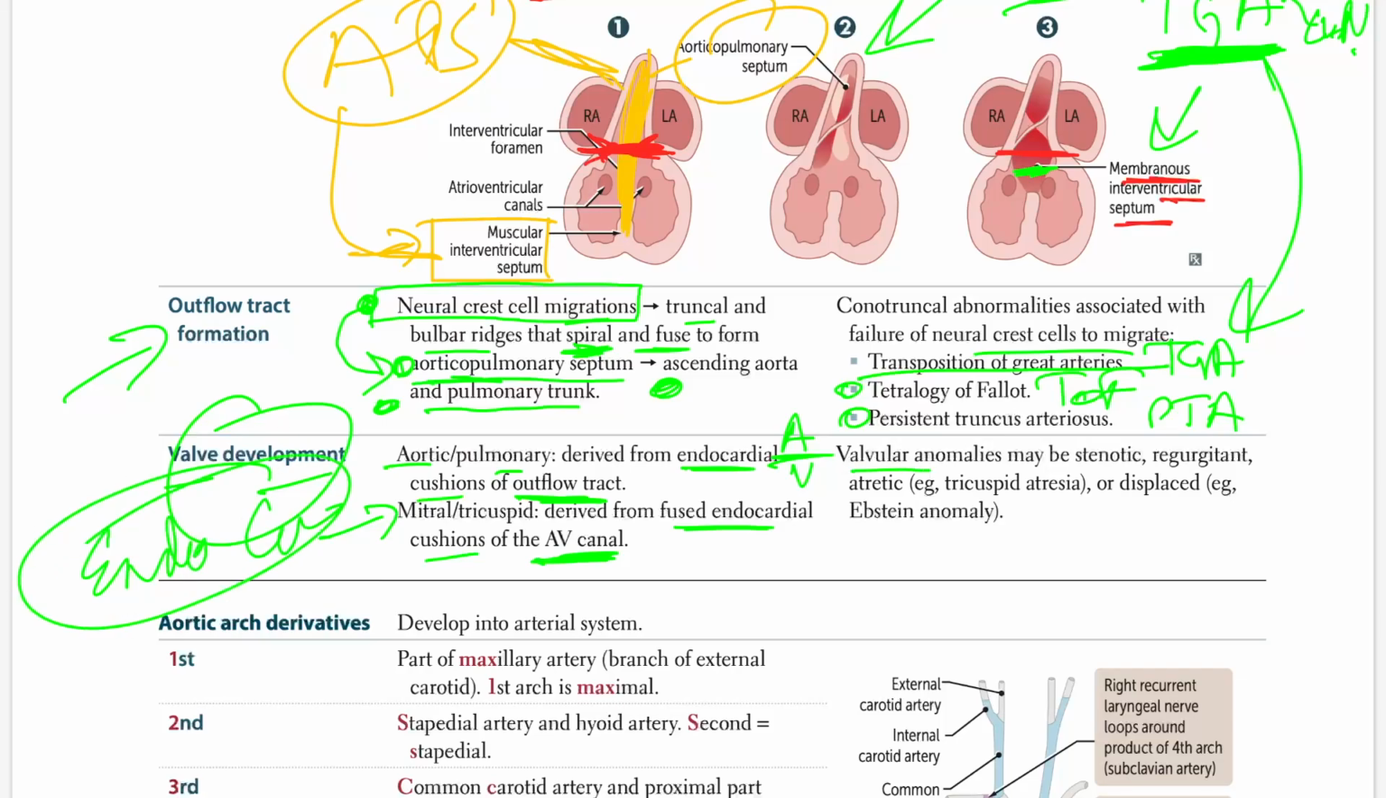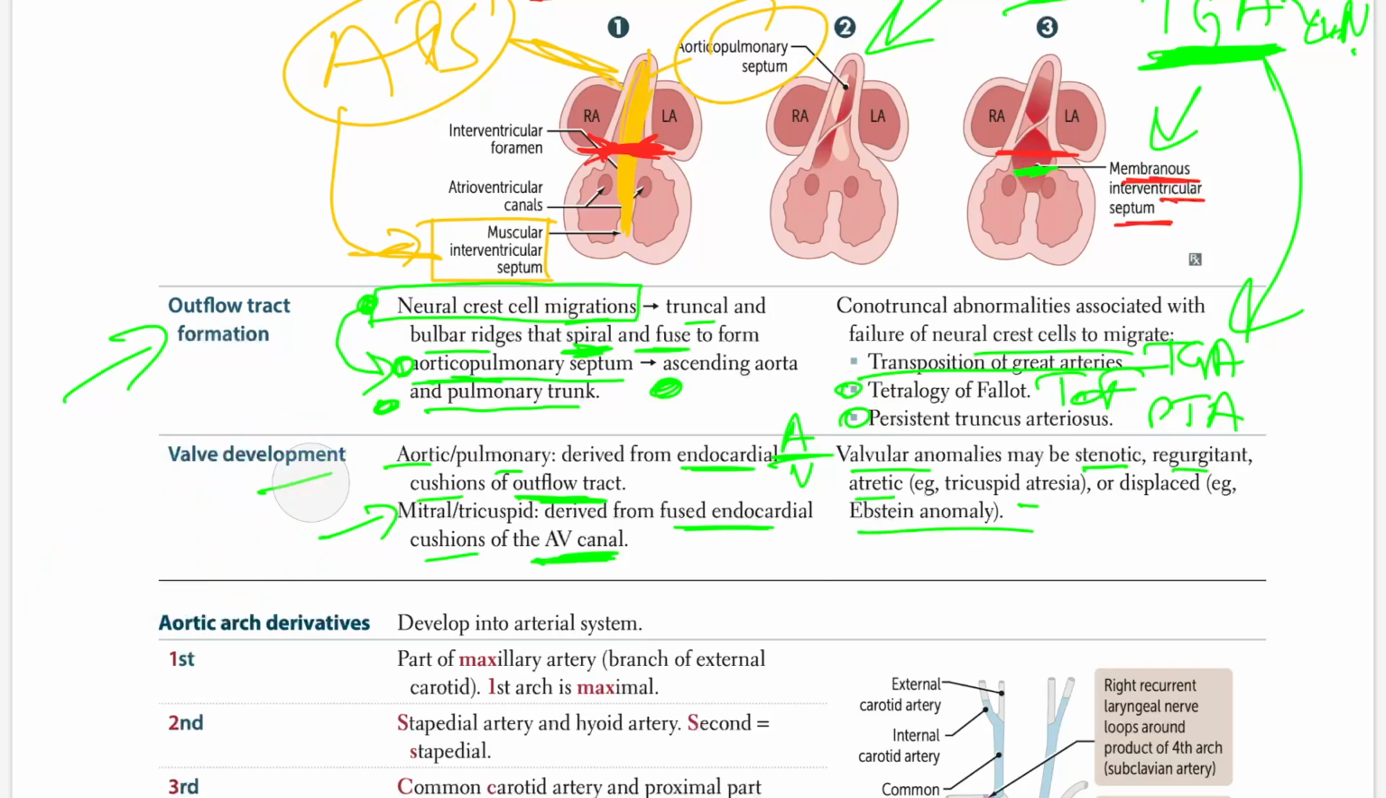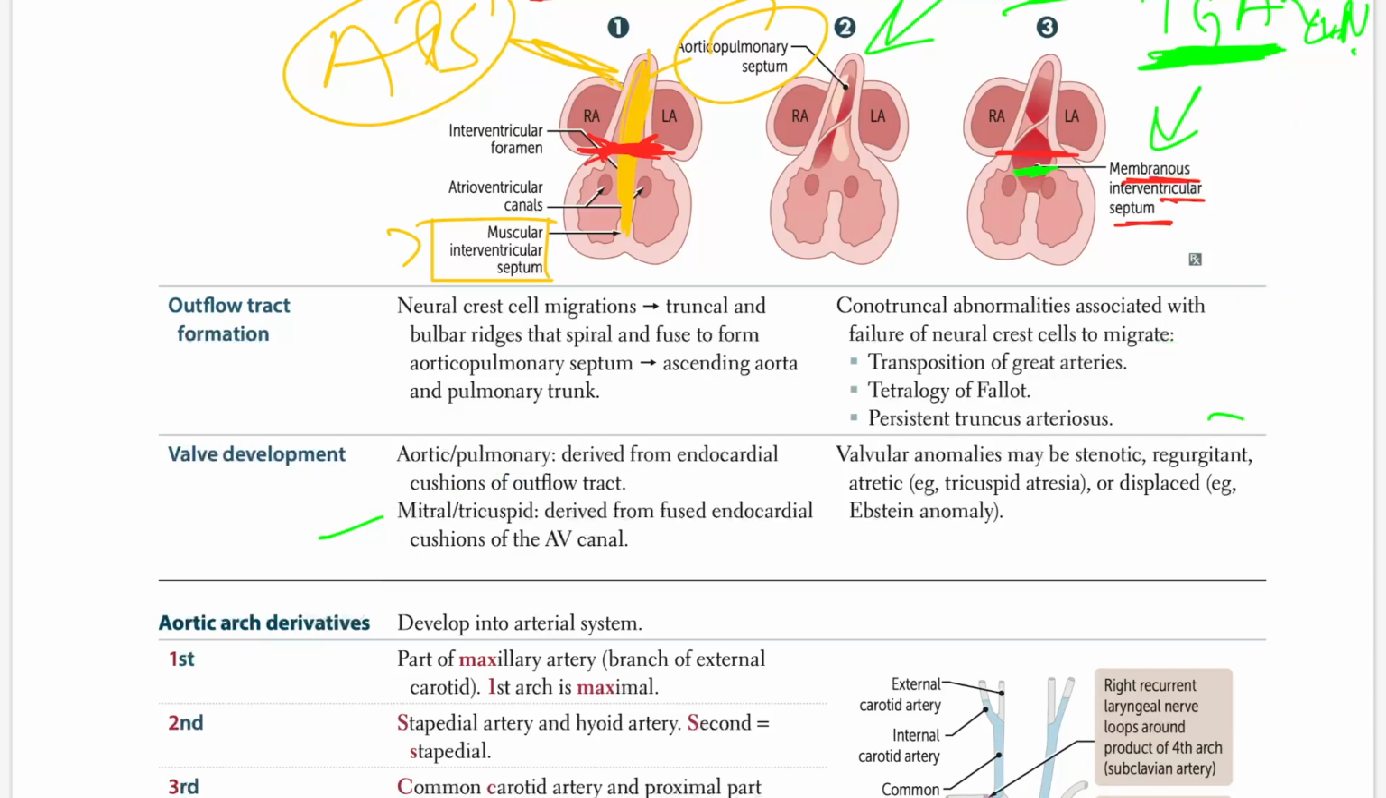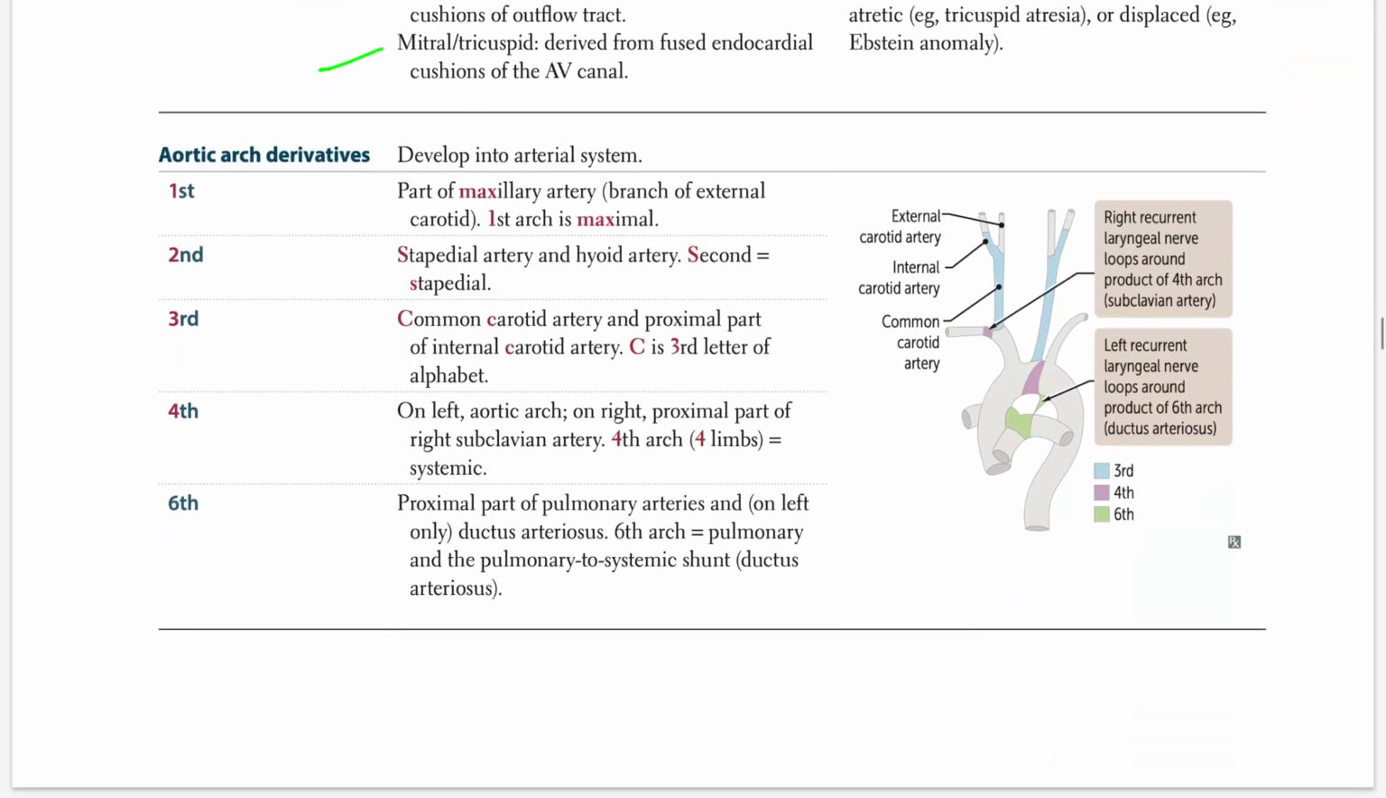So valvular abnormalities could be stenotic, regurgitant, atretic, which is tricuspid atresia, or displaced, abnormally. Right. Moving on to the arches. Okay, arches.